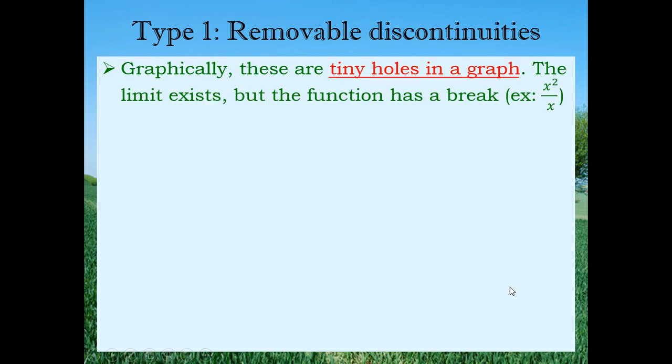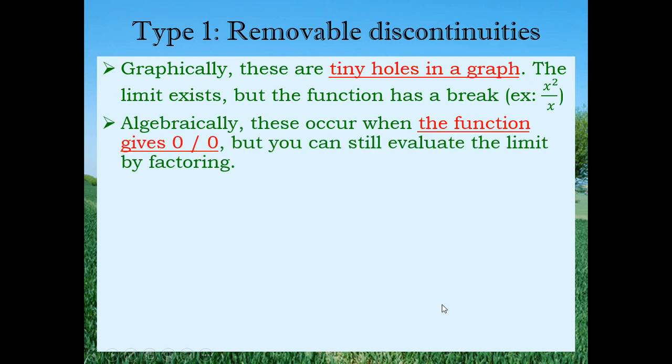So first we'll look at removable discontinuities. Graphically, these would be tiny holes in the graph. The limit exists, but the function has a break. For example, x squared divided by x is not defined at x equals 0. There would be a hole in the graph there. At every other point in the domain, there would be a value, but at x equals 0, there would be a hole. So that's what we call a removable discontinuity. Algebraically, these occur when the function gives 0 over 0, but you can still evaluate the limit by factoring.